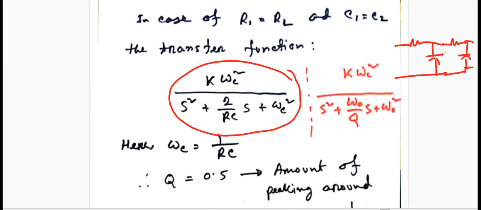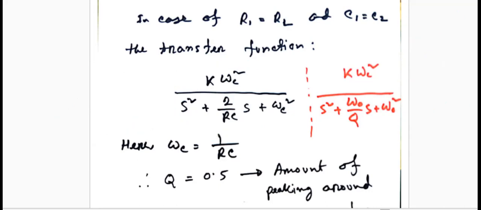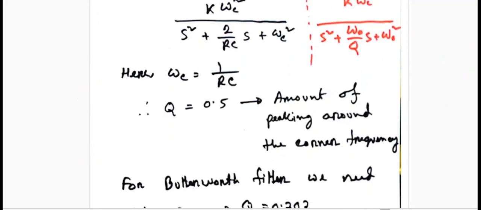Practical circuit calculation for R1 equals R2 and C1 equals C2. We got this expression where it shows that this automatically comes at 2. So 2 means it is 1 divided by Q. So what is the value of Q then? Q is equal to 0.5.